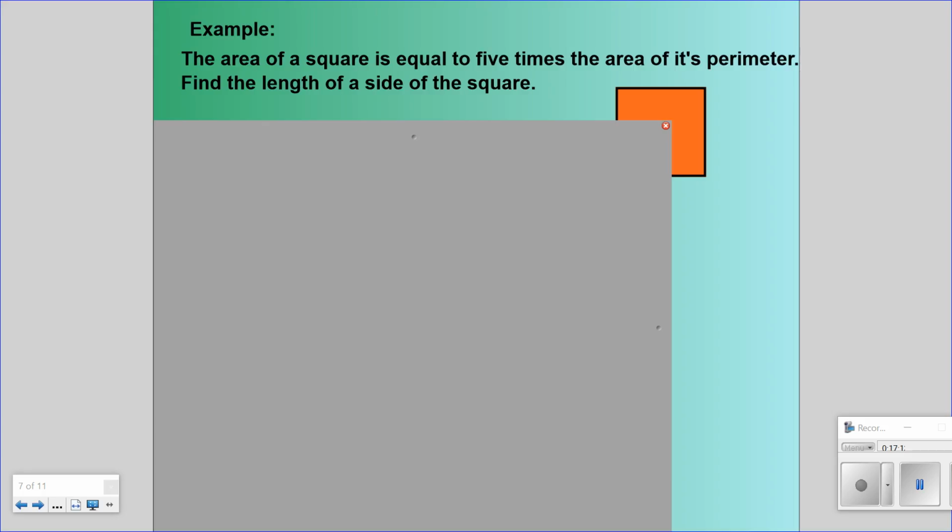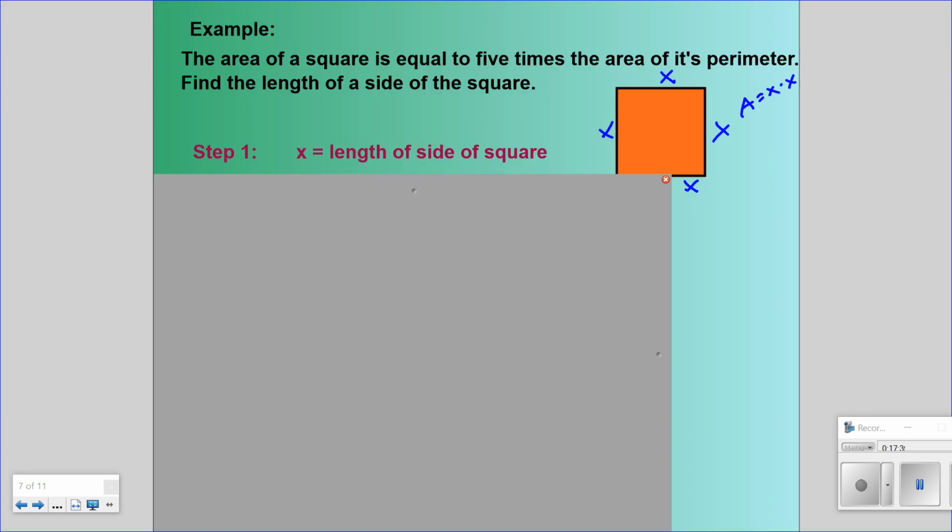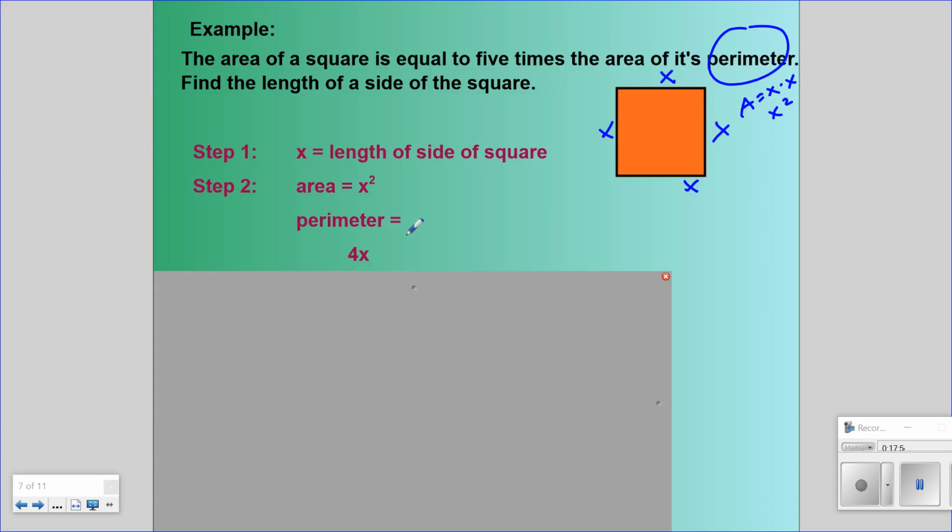Okay, so hopefully you've done the problem, you're ready to check. The area of a square is equal to 5 times the perimeter, or the area of its perimeter. Find the length of a side of the square. So here our square's lengths will be the same all the way around. And so if I know that each side is x, then to get the area, we'll do length times width, x times x, which simplifies to x squared. And the perimeter is equal to the sum of all the sides. So if there's 4 sides of x, then the perimeter's expression should be 4x.